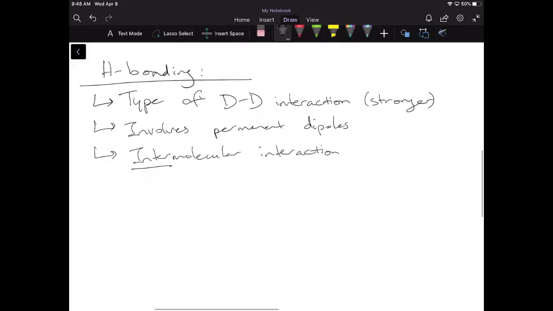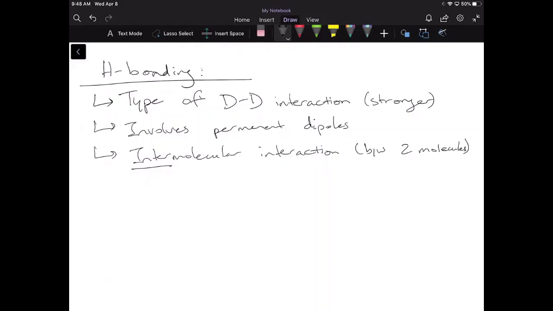So again, it involves permanent dipoles. The key idea here is that it's an intermolecular interaction, and intermolecular just means it's between two molecules. A lot of students think that the hydrogen bond is the hydrogen within one specific molecule, and that's not what a hydrogen bond is.